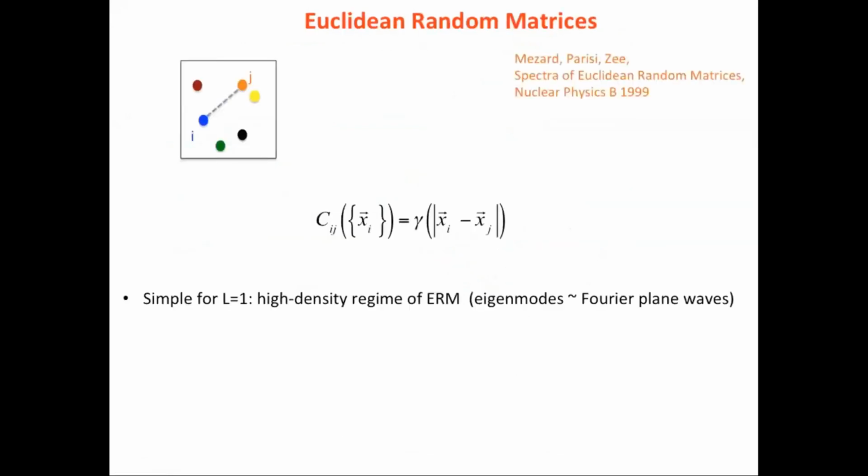So I will not show again the technical details of the calculation, which would require a whole lecture by itself, but just give you the main ingredient. And the main ingredient is that it's very much connected with the spectral properties of a quite interesting matrix, which is called a Euclidean random matrix. Euclidean random matrices were introduced by Mézard, Parisi, and Zee 20 years ago. And the idea is the following. It's a very simple way of defining random matrices, but the analysis of these random matrices is quite tough.